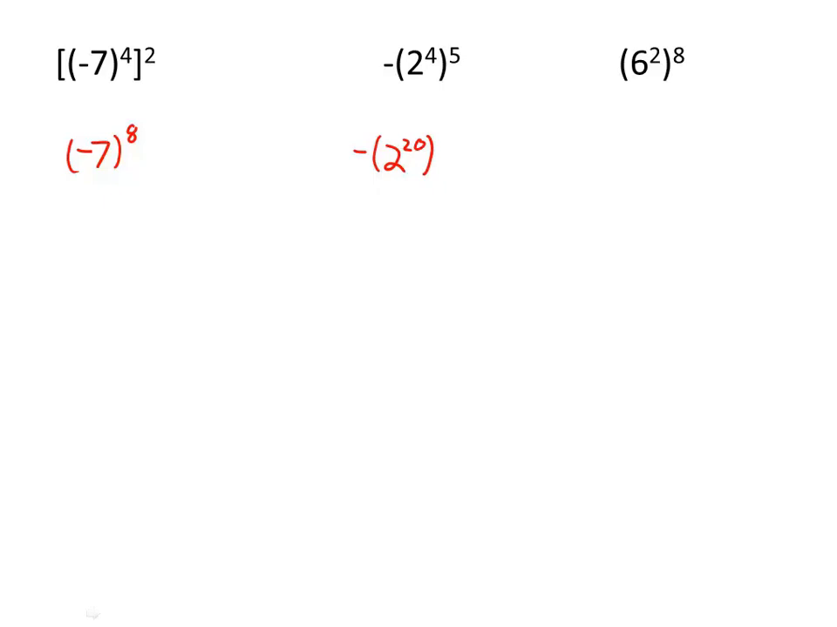Same thing for this one. I have 6, and just go a little bit quicker and just go 2 times 8. That's going to be 16 right there. So it's a little bit of a trick that we can do to try to go a lot faster and kind of simplify some of our exponents a little bit.